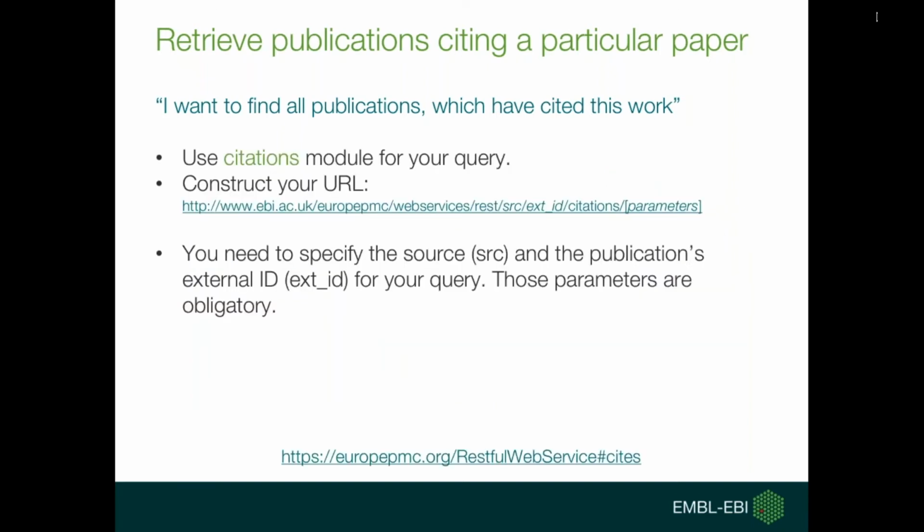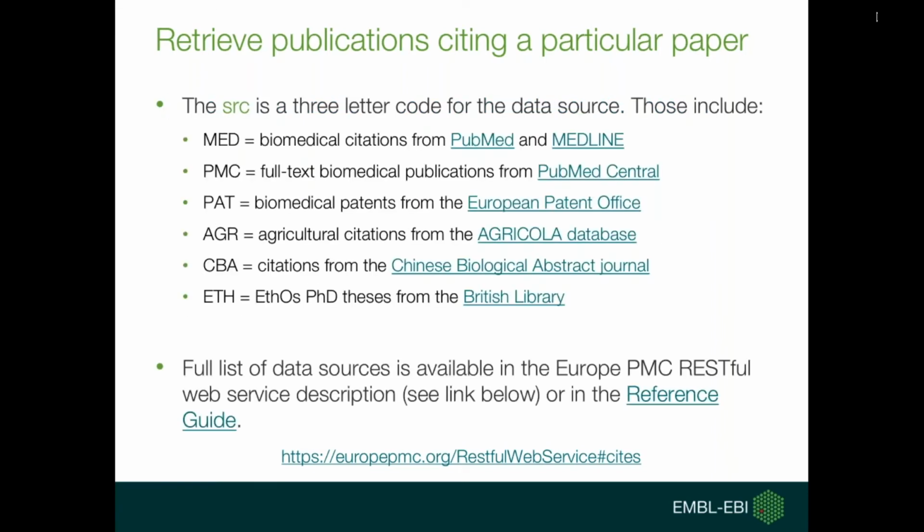In this case, you will use the citations module and construct your URL by providing two obligatory parameters: source and publication ID. Those parameters are necessary to specify the publication for which you wish to retrieve the citations list. How do you find those parameters? The source, or SRC, is a three-letter code for the resource that has provided the data.